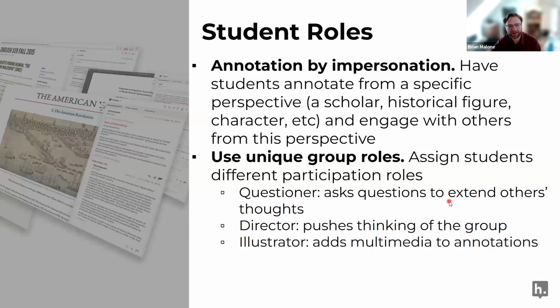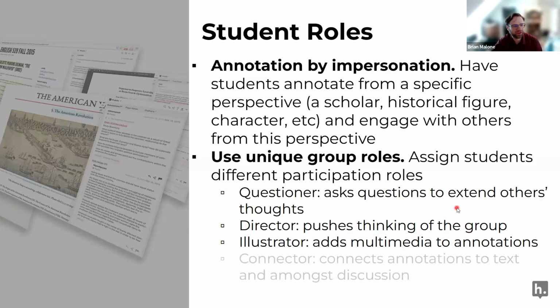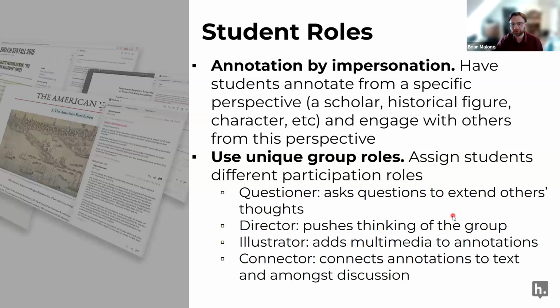Illustrator: this is the person who adds multimedia to annotations, which is something Hypothesis offers. The connector: your job is to connect annotations in the text to other points in the discussion. There are plenty of other roles we could think of, but the idea is that we can give students roles so that they have a very specific function in the conversation.